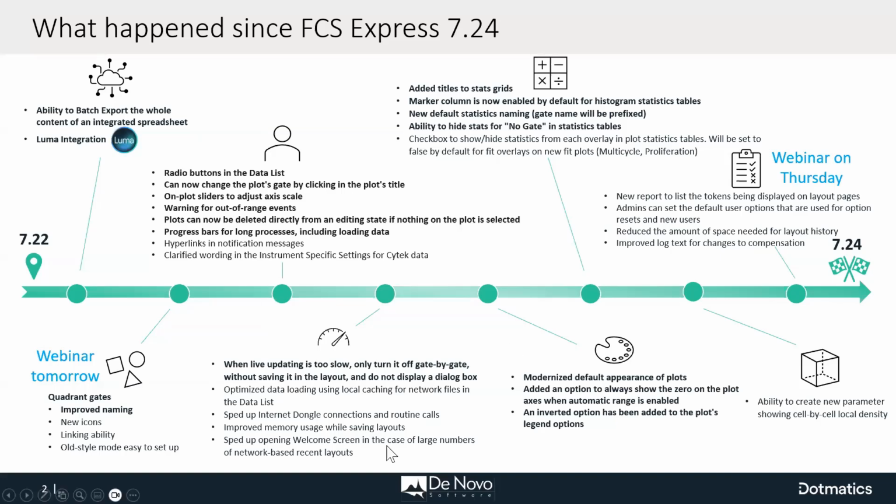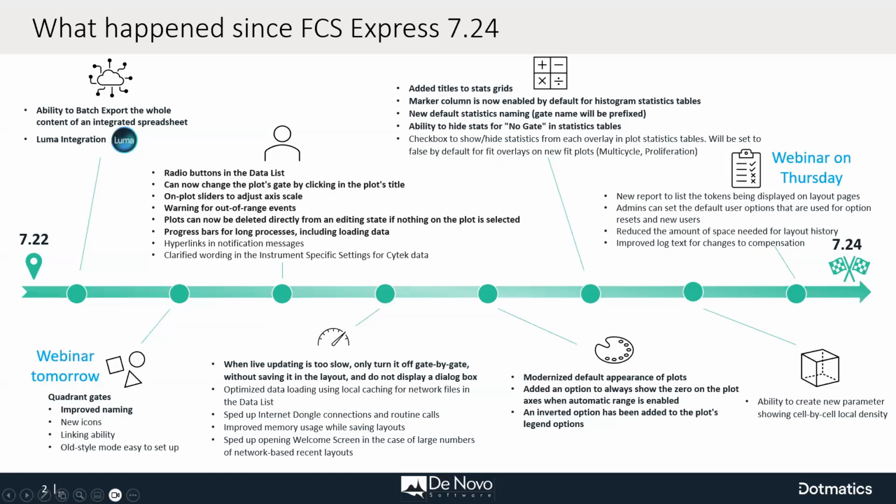We spent quite a lot of time on performance, mainly related to the internet dongle, so connection and ping. But we did also two things that I really like and actually apply to every user basically. The first one, that I also want to show you later on, is a new live updating, which is able to switch off automatically in case the computer cannot really update the layout in real time. So no longer a message asking the user to take a decision.